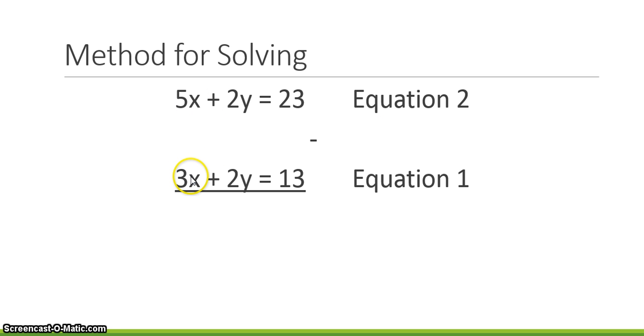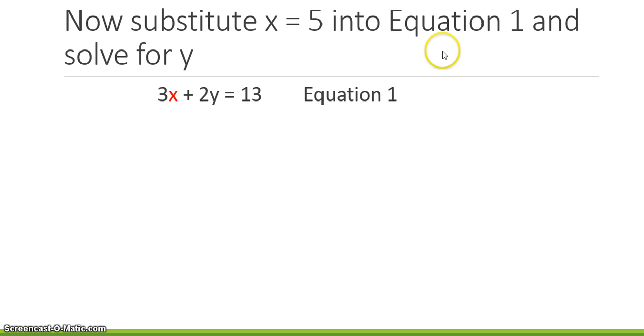5x minus 3x will give me 2x. 2y minus 2y is 0. 23 minus 13 gives me 10. So 2x is equal to 10. So therefore, x must be equal to 5. Once I have this one variable, x, I can now substitute it into equation 1 and solve for y.